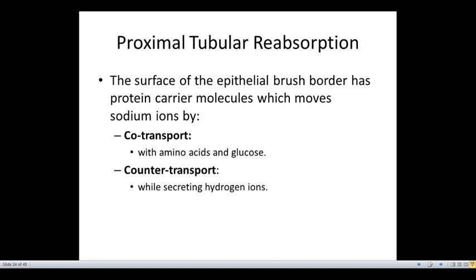The surface of the epithelial brush border also has protein carrier molecules which move sodium ions by, number one, co-transport with amino acids and glucose, and number two, by counter-transport while secreting hydrogen ions.